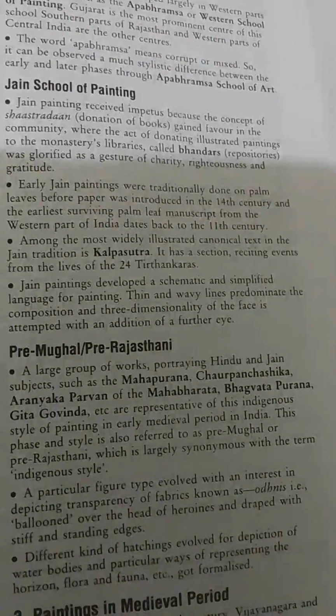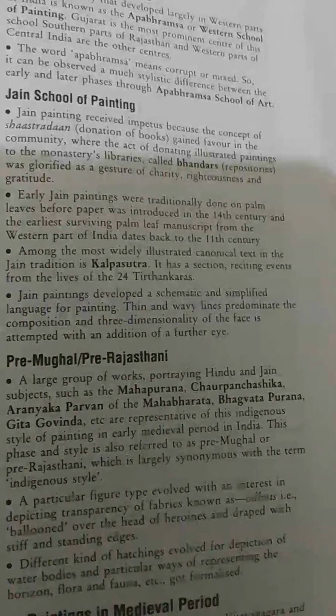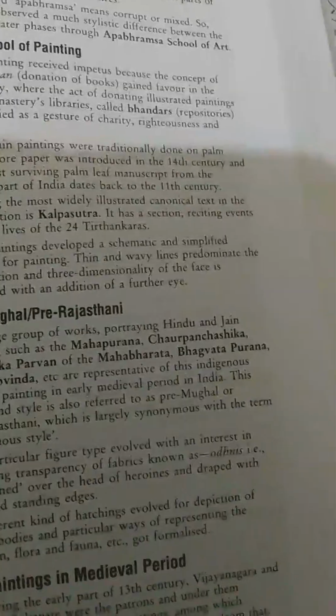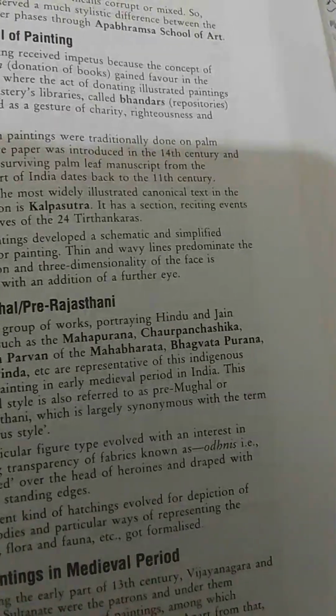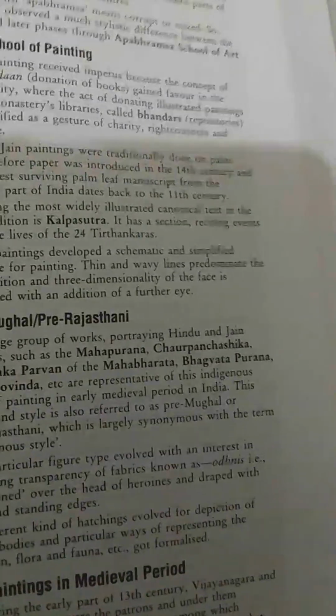Early Jain paintings were traditionally done on palm leaves before paper was introduced in the 14th century, and the earliest surviving palm leaf manuscript from the western part of India dates back to the 11th century.